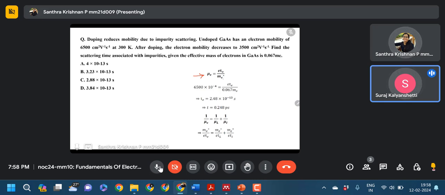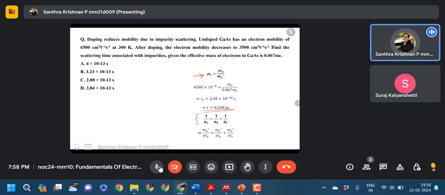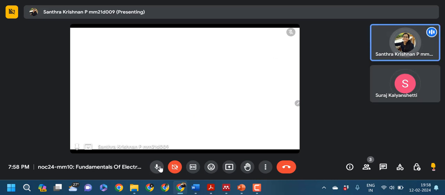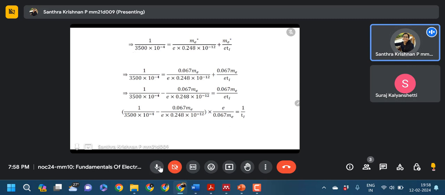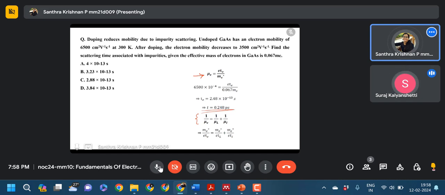Mobility is e tau by m_e star, correct? Mobility is e raised to tau upon m_e star. Now you have got it due to the electron scattering path. Like the total one, and the second, suppose you find the first time. Do you remember I talked about Matthiessen's rule last week? So using that, now the new changed one is 3500. You substitute the one that you've calculated and find the tau due to impurity scattering. Due to lattice scattering, we already found out, right?